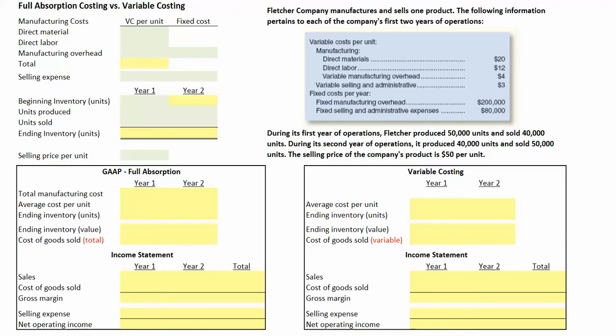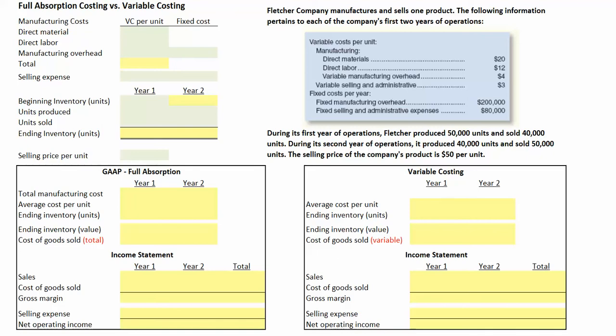In this exercise, we're going to prepare and compare income statements using full absorption costing and variable costing. Recall, full absorption costing is GAAP-based and treats fixed manufacturing overhead as a product cost, while under variable costing, fixed manufacturing overhead goes directly to the income statement.